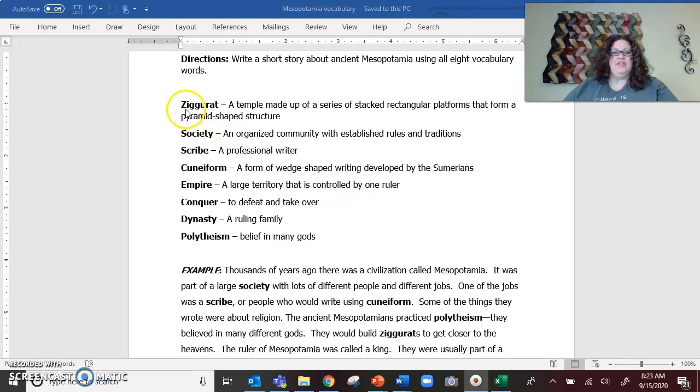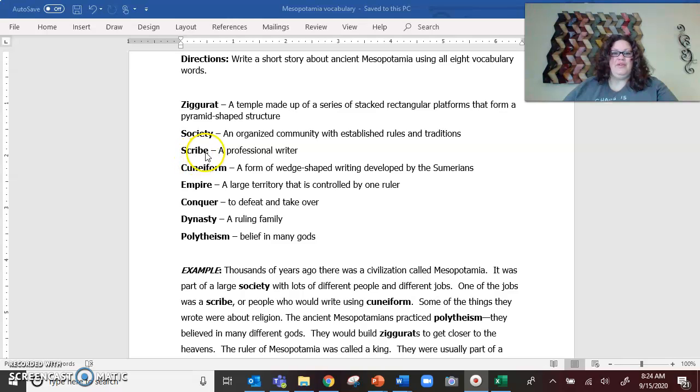Our first word, ziggurat. Ziggurat. A temple made up of a series of stacked rectangular platforms that form a pyramid-shaped structure. If you need to, open up Google and Google. You'll have a picture of a ziggurat. Next one, society. An organized community with established rules and traditions.